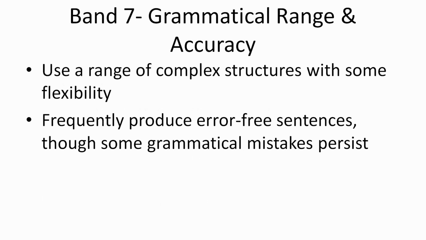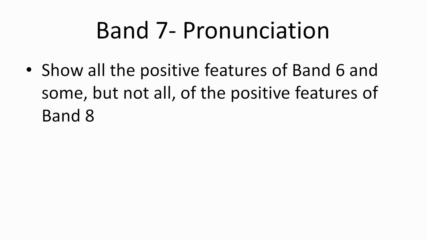Next is band 7 grammatical range and accuracy. When you use a range of complex structures with some flexibility, when you speak some error-free sentences with some grammatical mistakes, then you will get band 7 in grammatical range and accuracy. Band 7 in pronunciation. When you show all the features of band 6 but some of the features of band 8, you will get band 7 in pronunciation.